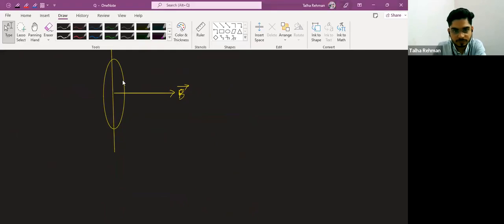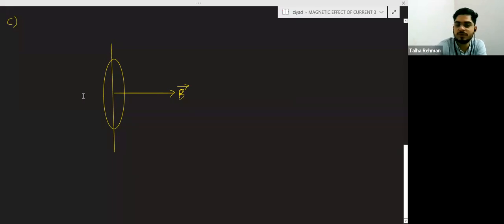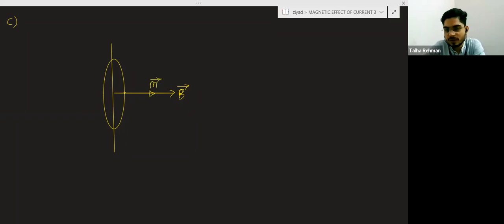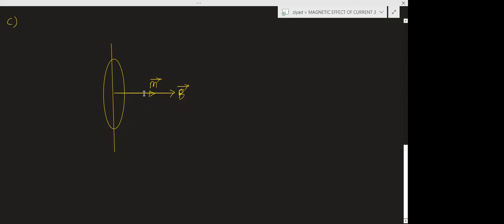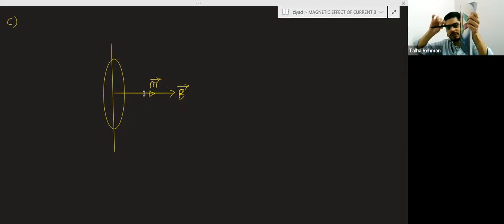So the magnetic field is along the axis of the coil, and this axis coincides with the diameter of the coil. We have to calculate the torque on this coil in this position. The magnetic moment will also be in this direction. Why? Because the magnetic moment is always perpendicular to the plane of the coil. So this is the plane of the coil and this is the magnetic moment.